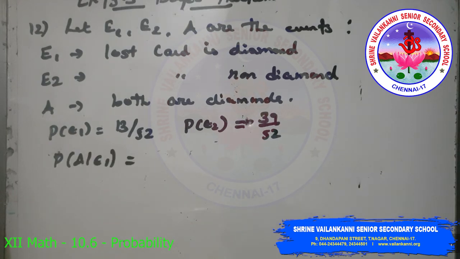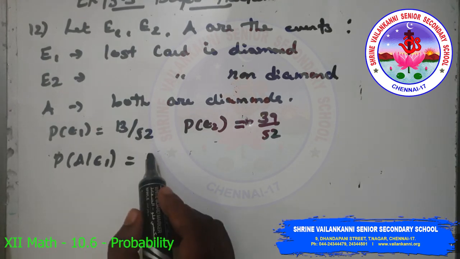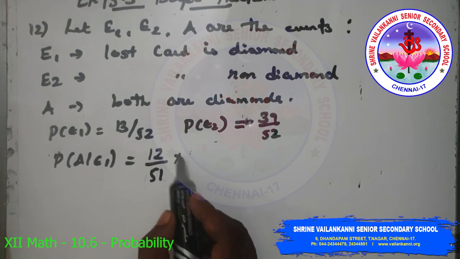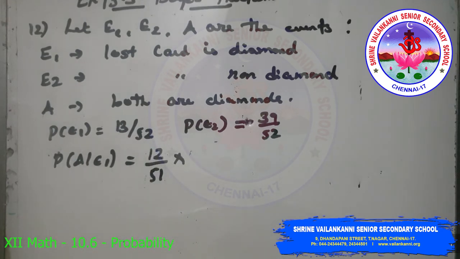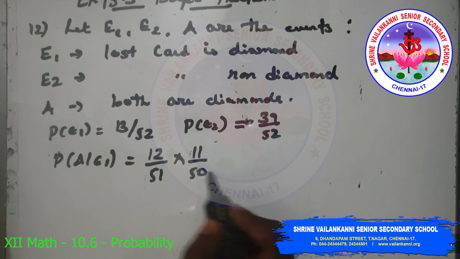So P of A by E1. E1 is the event that the lost card is a diamond. So one card is lost. So out of 13 it is 12, out of 52 it is 51. A is the event in which both are diamonds. So selecting another diamond card we get 11 by 50.